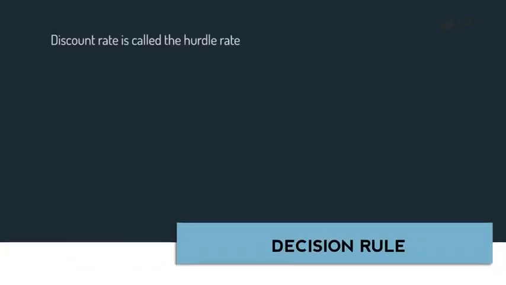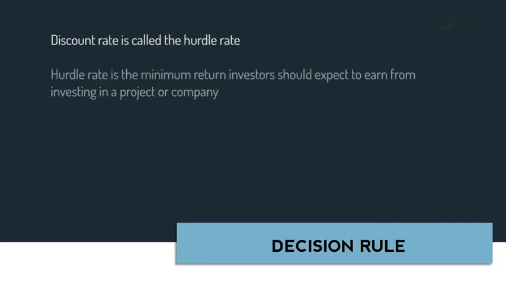But how do we decide if this return is acceptable or not? Earlier in the course, we talked about the discount rate being the cost of raising capital for a company. It is how much return investors expect as compensation for holding the risk of the company or project. We also refer to the discount rate as the hurdle rate. The hurdle rate is the minimum return investors should expect to earn from investing in a project or company.